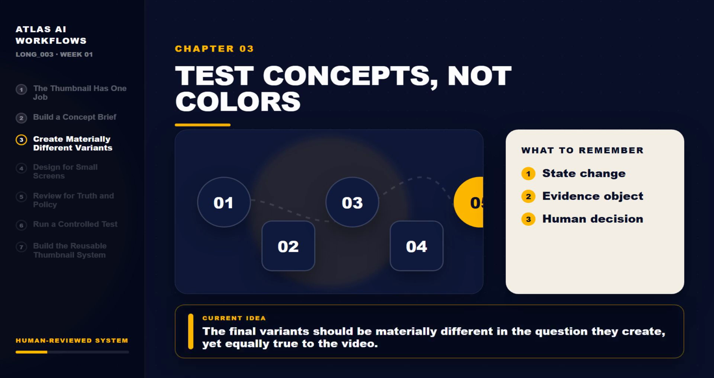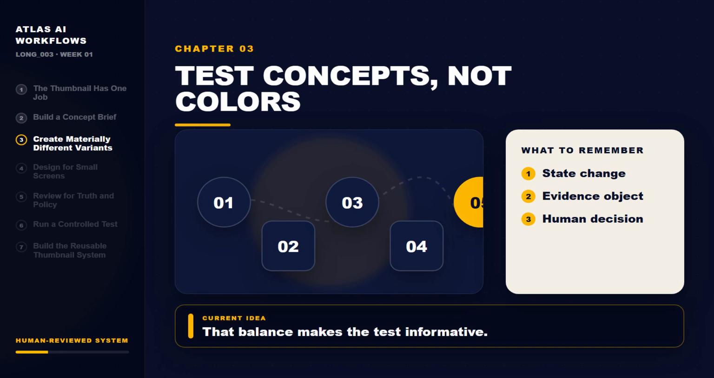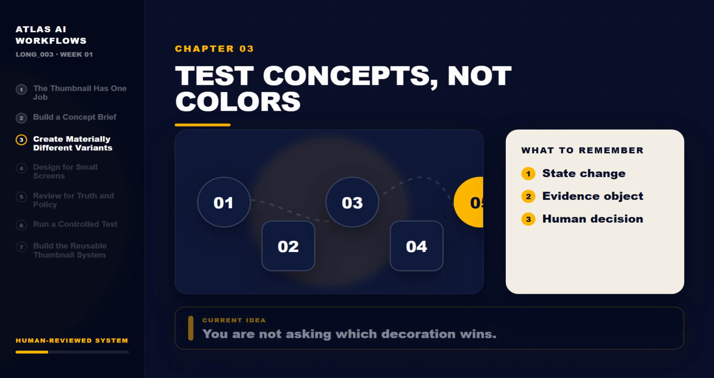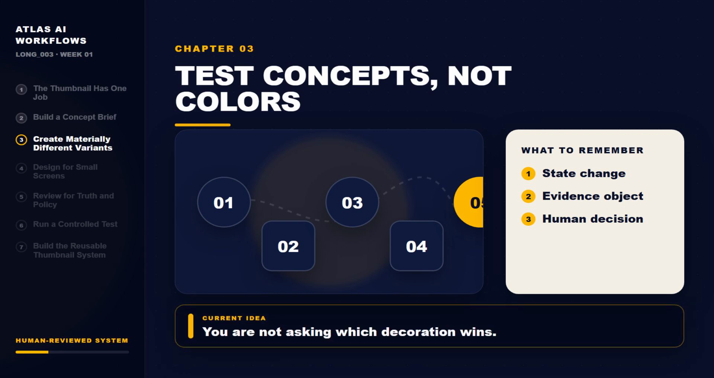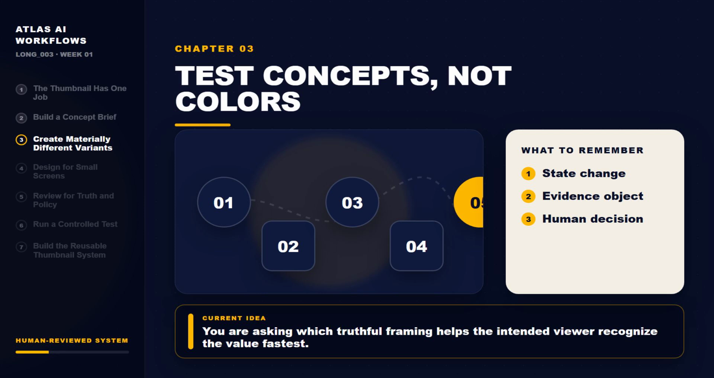The final variants should be materially different in the question they create, yet equally true to the video. That balance makes the test informative. You are not asking which decoration wins. You are asking which truthful framing helps the intended viewer recognize the value fastest.